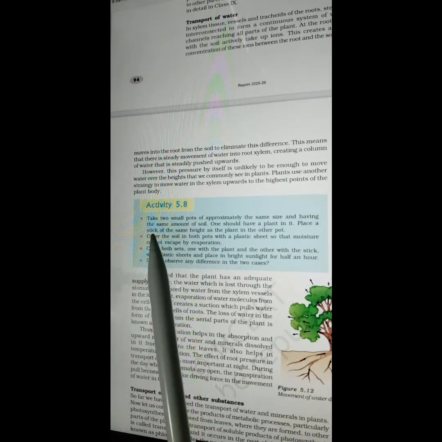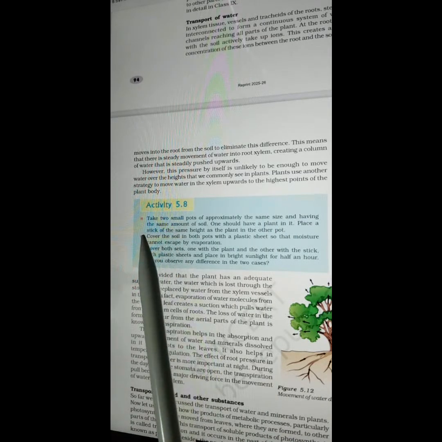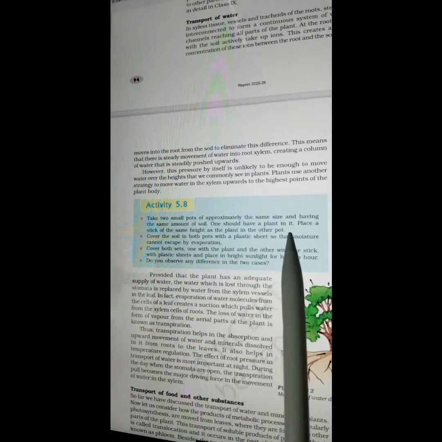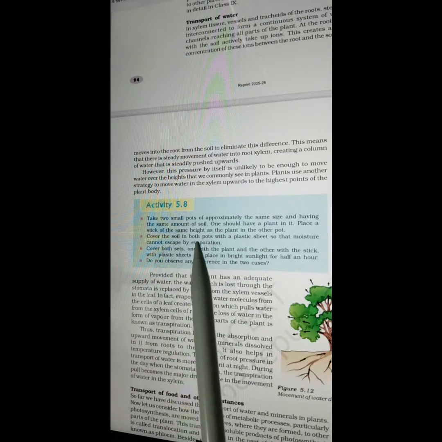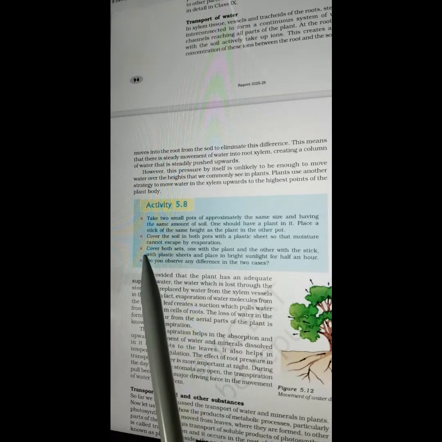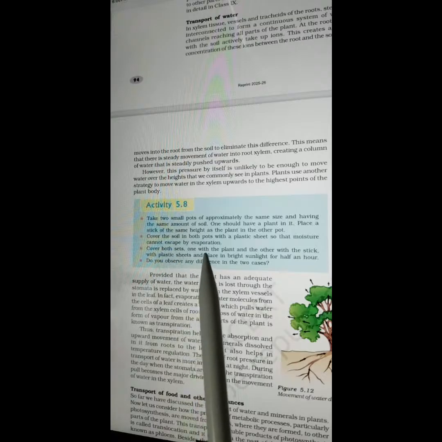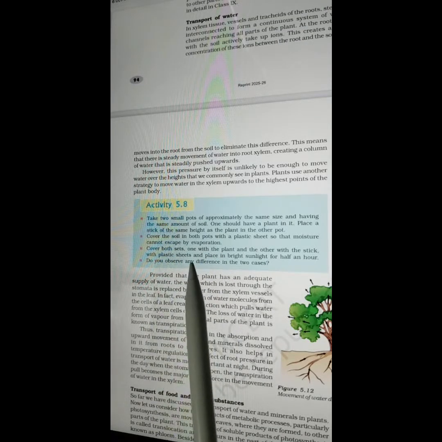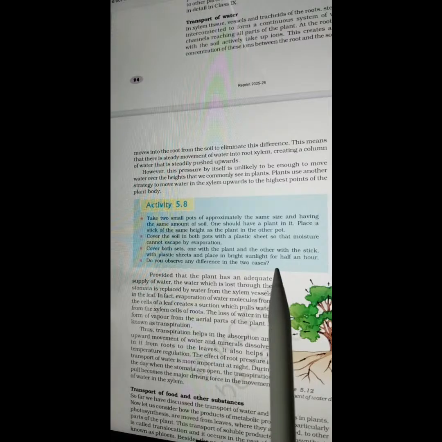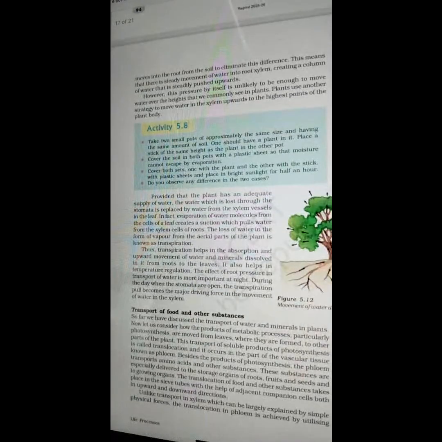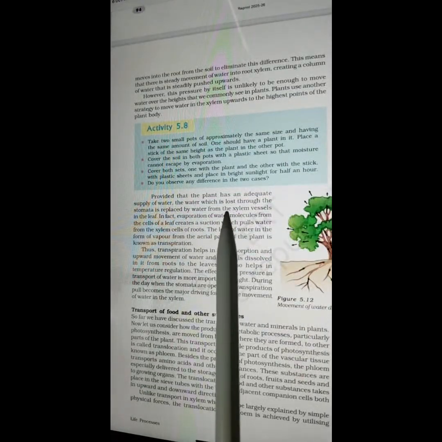Activity 5.8. Take two small pots of approximately the same size, having the same amount of soil. One should have a plant in it. Place a stick of the same height as the plant in the other pot. Cover the soil in both pots with a plastic sheet so that the moisture cannot escape by evaporation. Cover both sets, one with the plant and other with the stick, with plastic sheets and place in bright sunlight for half an hour. Do you observe any difference in the two cases, provided that the plant has an adequate supply of water?